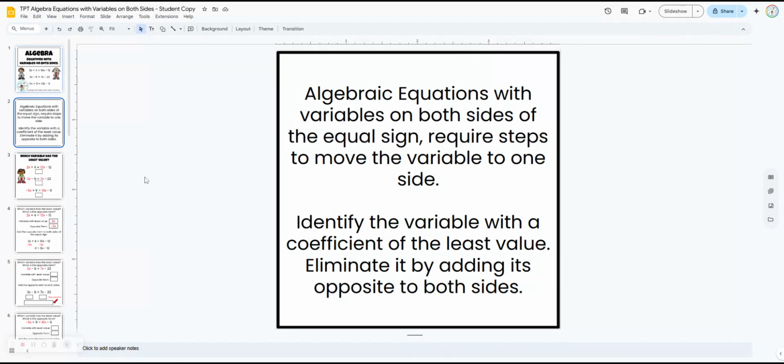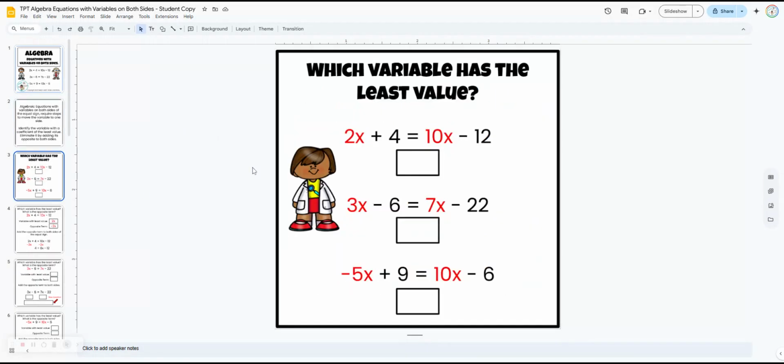So we're going to take the coefficient of the variable with the least value. The first thing they're going to ask the students is which one of these variables has the least value, and they're just going to type that in. 2 is less than 10, this one. 3 is less than 7, and negative 5 is less than 10. So they're going to type that in.